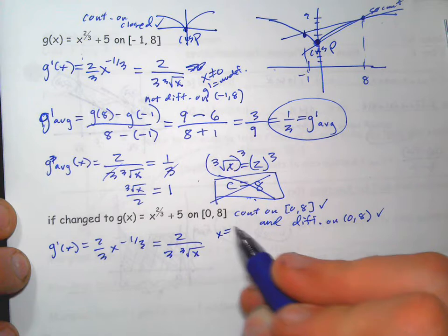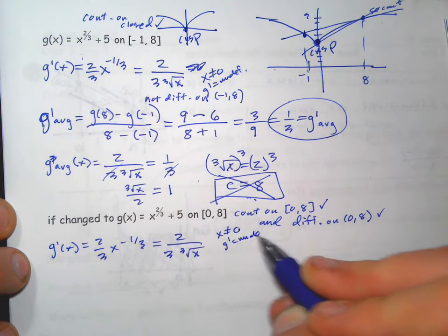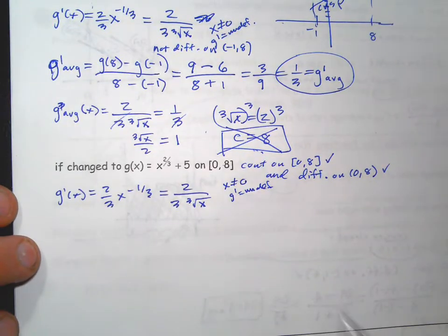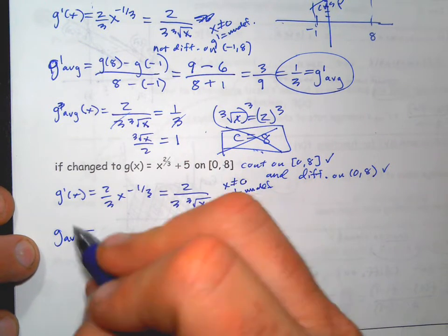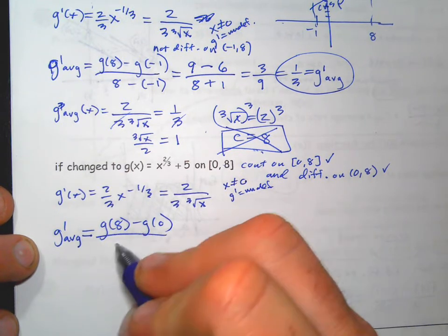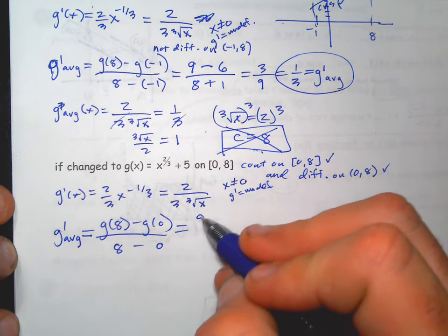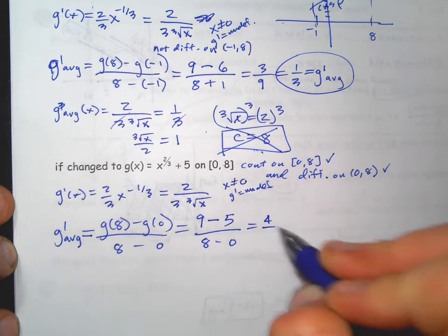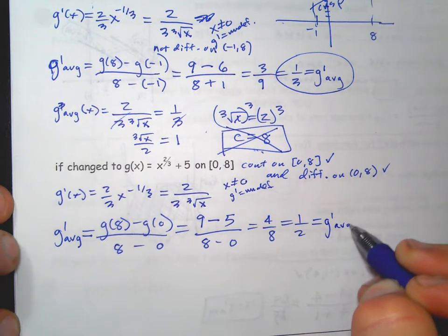And x can't be 0. G prime is undefined there, but that's fine because we don't care what the derivative is at 0 because it's on the edge. But on this one, we could find the average slope. G prime average would be G(8) minus G(0) over 8 minus 0. And that would be 9 minus 5 over 8 minus 0. It's 4 over 8 equals 1/2. So this is your G prime average.